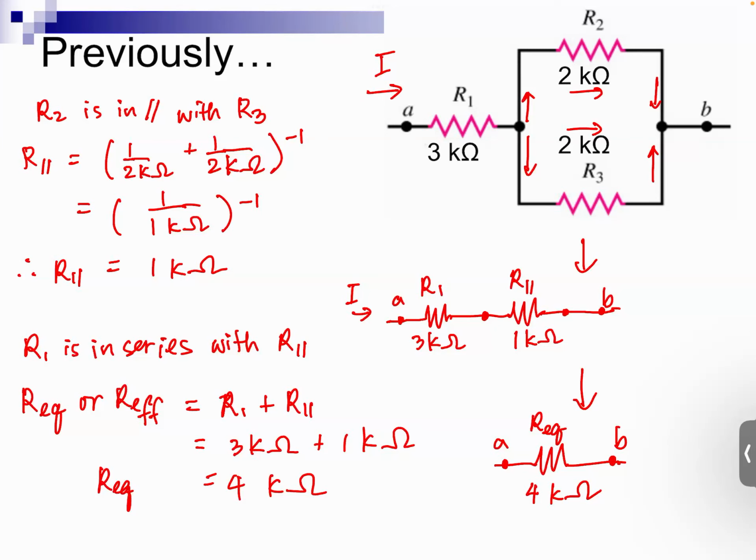Good. Right. Okay, happy with that solution? So now our task for this lesson is to try and find the current through each of the individual resistors.